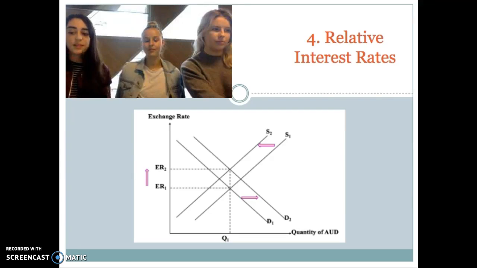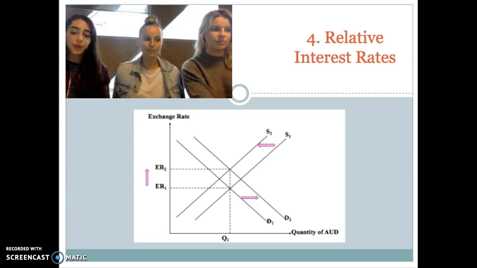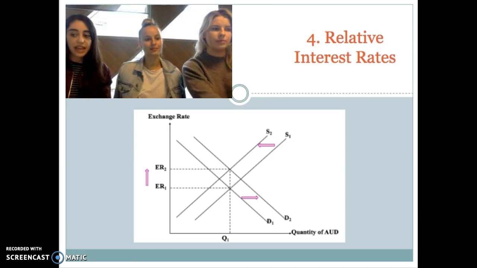The final determinant is relative interest rates. The effect of an increase in interest rates would lead to an increasing demand for the AUD, as a higher interest rate encourages capital inflow, and a decreasing supply of the AUD as it discourages capital outflow. The net effect would be an appreciation of the AUD. This can be presented in the graph on the screen.